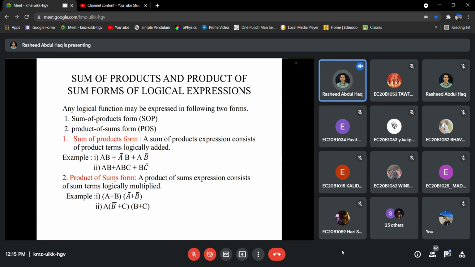If I read the definition, a sum of product expression consists of product terms logically added, whereas a product of sum expression consists of sum terms logically multiplied. You may be wondering why we need a certain form for different types. Why can't we just add and multiply everything?